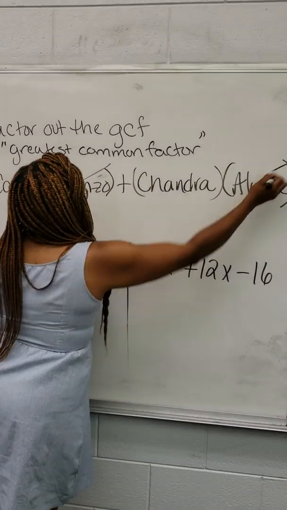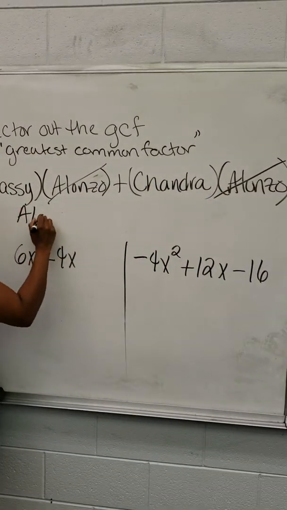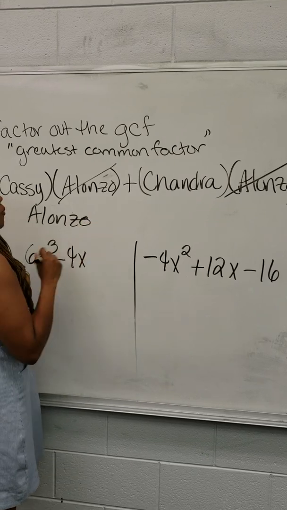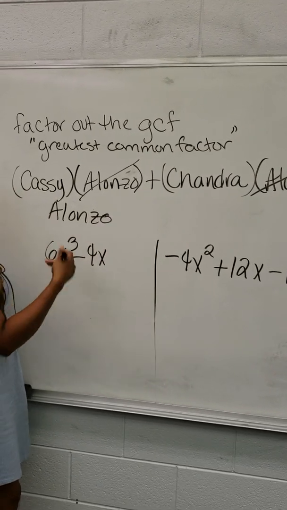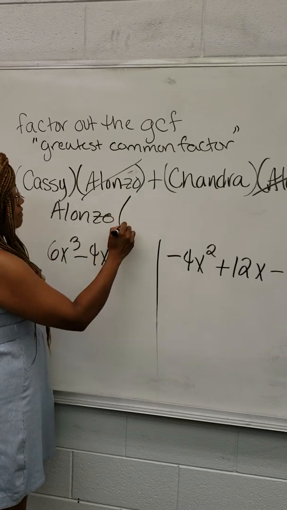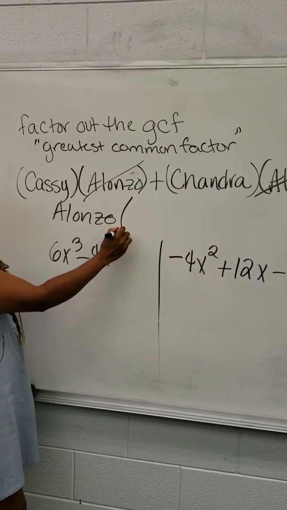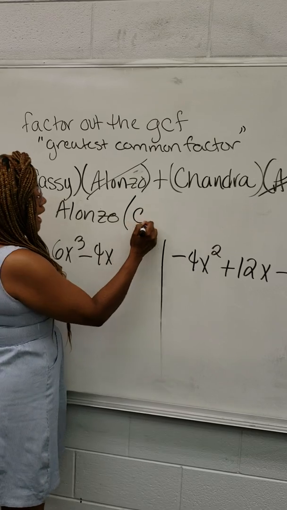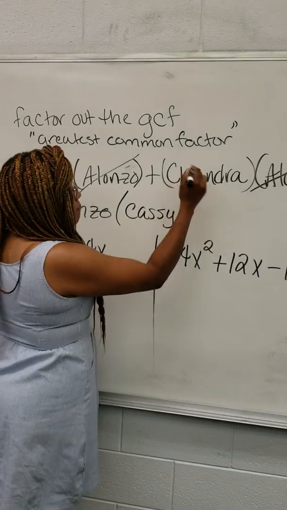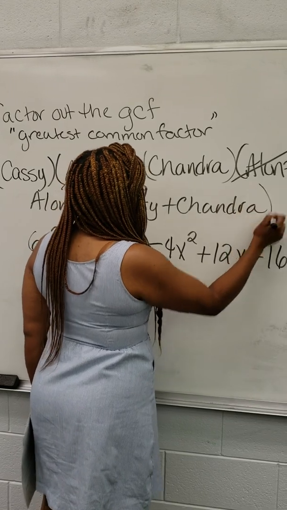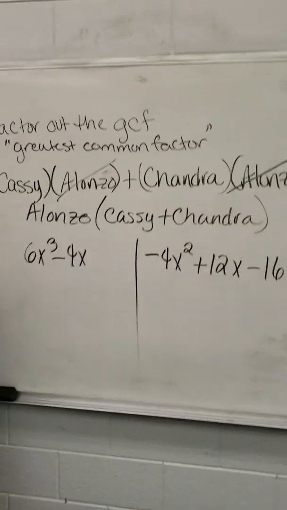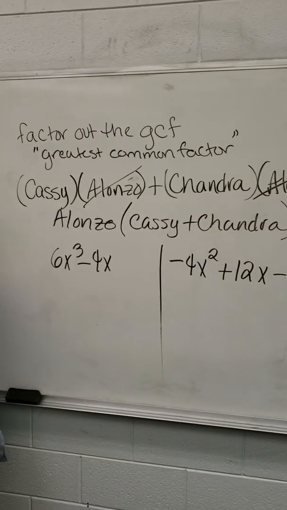So when we factor out Alonzo, we cannot kill Alonzo. That is quite illegal. So we just factor him out in front of the house, which will be your parentheses, and we are left with who? Cassie sitting on the inside plus Chandra sitting on the inside. Now, that is considered to be factoring out the greatest common factor.